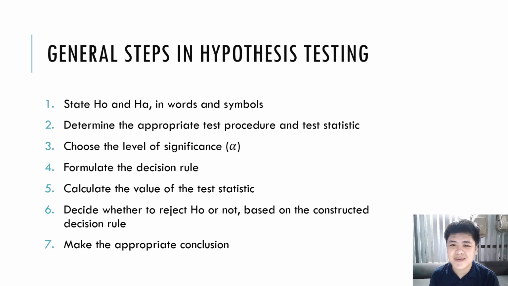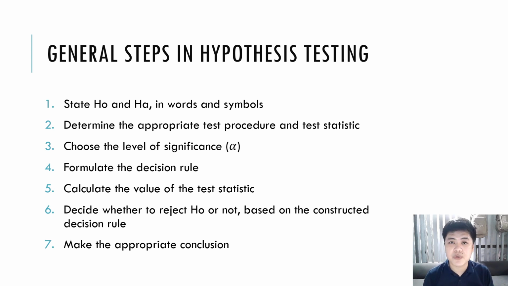Okay. So let's have a review. General steps in hypothesis testing. The first thing you need to do is, of course, read and understand the problem. Number one, you're going to state a null and alternative hypothesis, both in words and in symbols. Number two, you're going to determine the appropriate test to be used using the table that will be provided to you. Number three, you're going to choose the level of significance. Again, if it's not stated, our default will be 0.05.